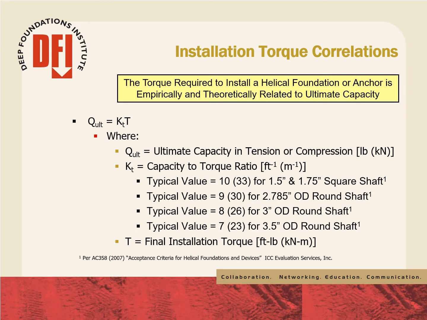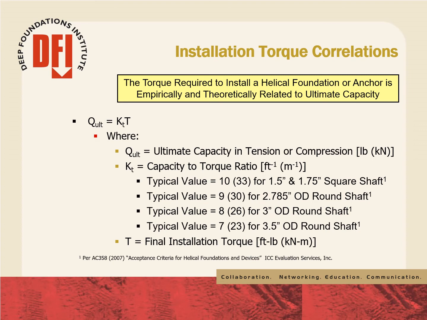Installation torque, resistance to helical pile penetration, can be used to estimate the ultimate capacity of helical piles. Torque correlations have been empirically established based on load tests done over many years in many soil types. This slide shows the relationship between the installation torque and the ultimate capacity of a helical pile. This relationship, that is, correlation, has been termed K sub T.